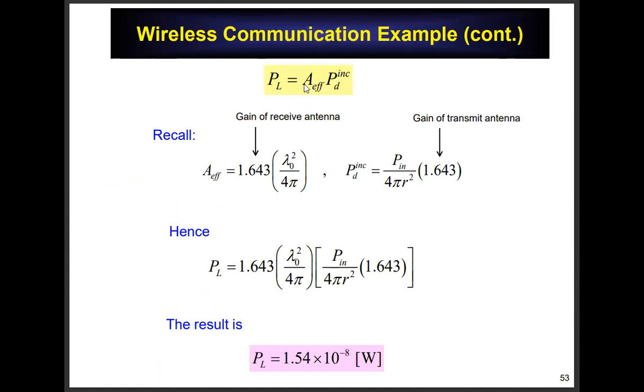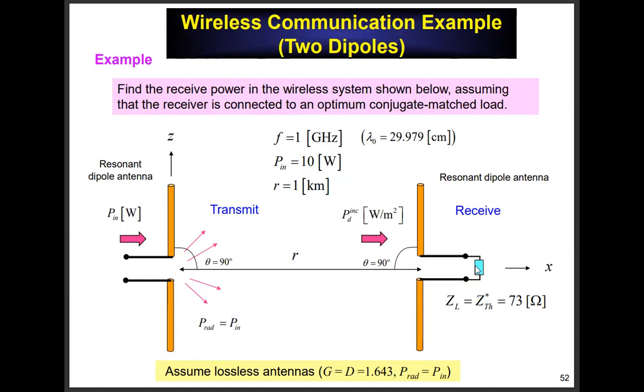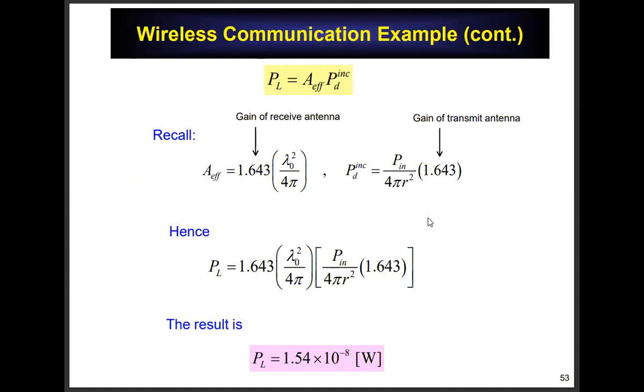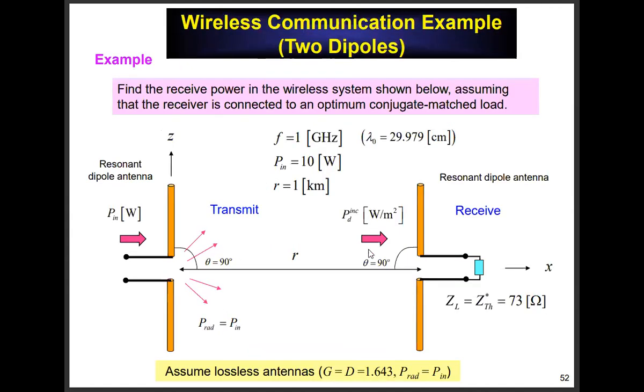Okay. So now what's the effective area of this receive dipole antenna? It's always gain times lambda squared over 4 pi. The receive antenna is said to be 100% efficient, so gain is its directivity, 1.643. So that's going to be plugged in right in here. Now, what about the power density incident, watts per square meter, coming from the transmit antenna hitting the receive antenna? What's that?